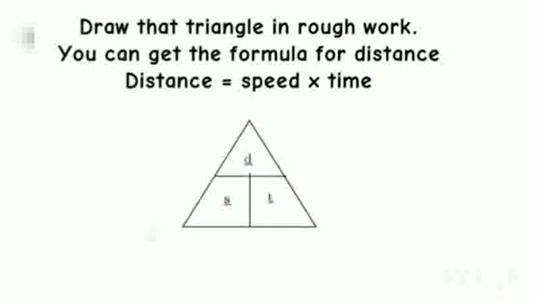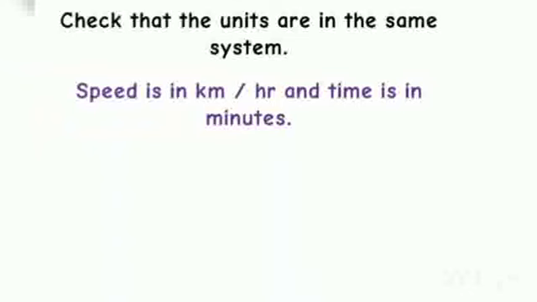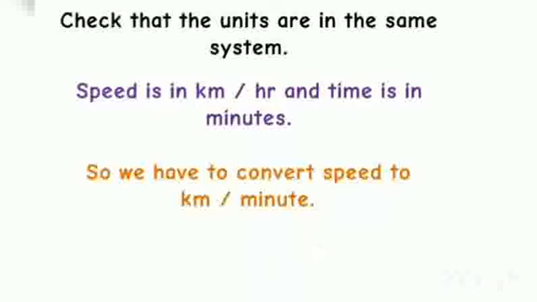Derive the formula. D is equal to S into T. Before putting the value in the formula, we have to do the conversion. Check the units as I already told. Speed is in kilometer per hour and time is in minutes. So we have to convert speed to kilometer per minute.